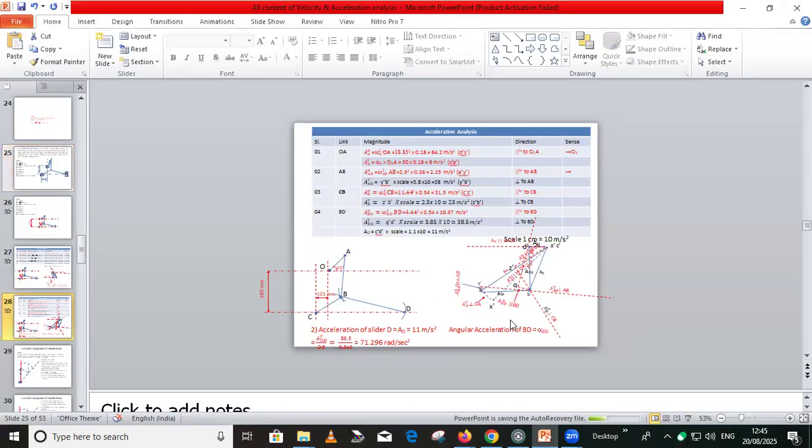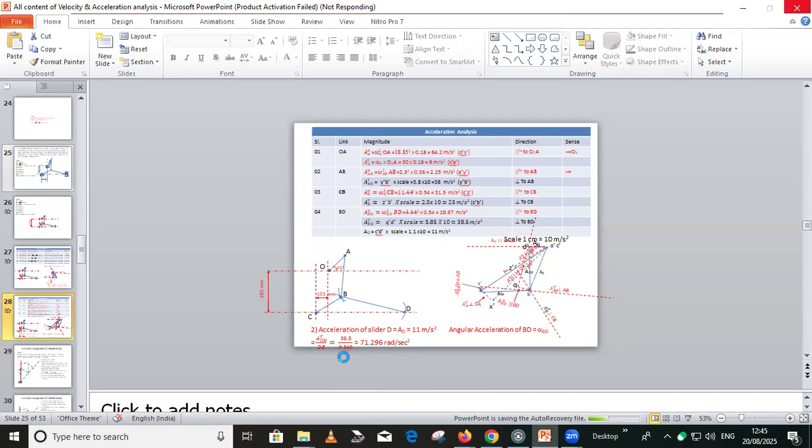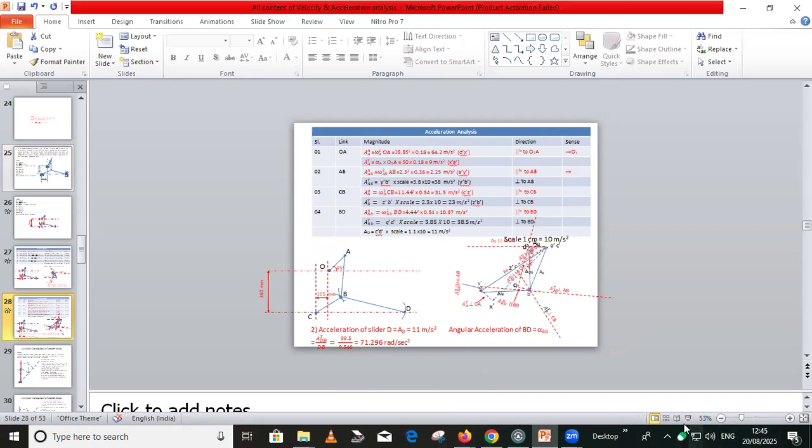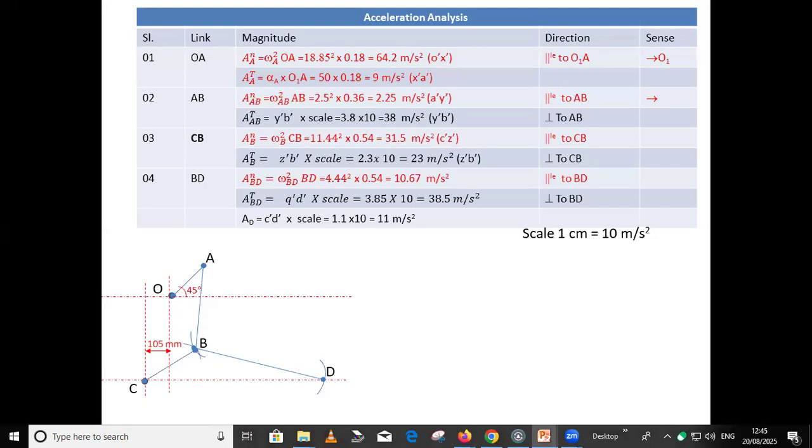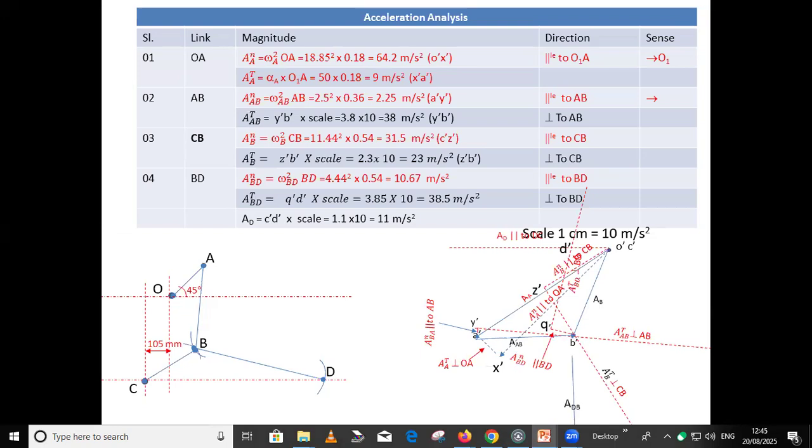So angular acceleration of BD will be tangential component upon actual length, that is 38.5 upon 0.54, that is 71.296. Okay, so this is your final value of angular acceleration of BD, 71.29. Okay, so stop here. This is all about how to plot acceleration diagram for this arrangement.